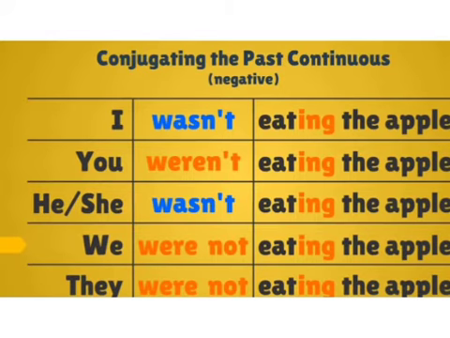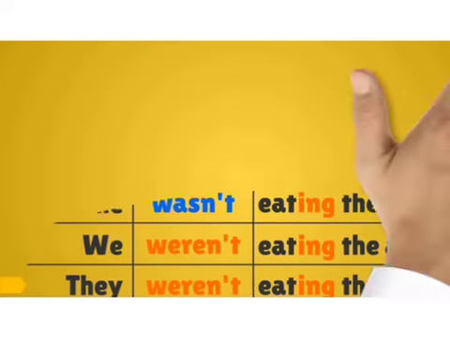That's it. Let's move to the next one. We were plus not is weren't. We weren't eating the apple. And the last one is they were not eating the apple, will contract to weren't. They weren't eating the apple. Understood, children? Hope it is pretty clear for you.